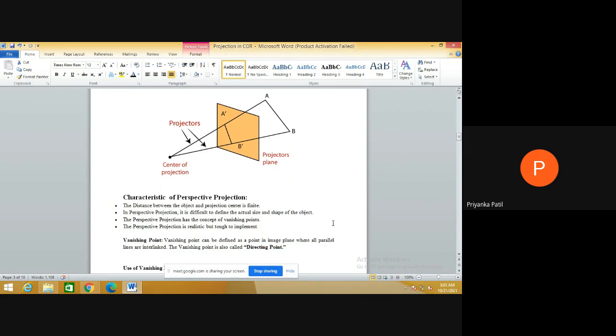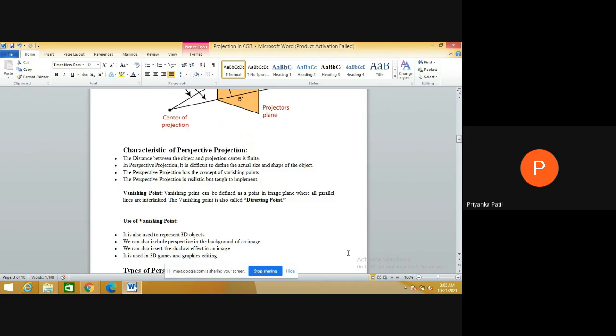The vanishing point can be defined as a point in the image plane where all the parallel lines converge. The vanishing point is also called a directing point, through which we can refer to the projection view. We can consider it to be at the directing point. So why do we use the vanishing point?